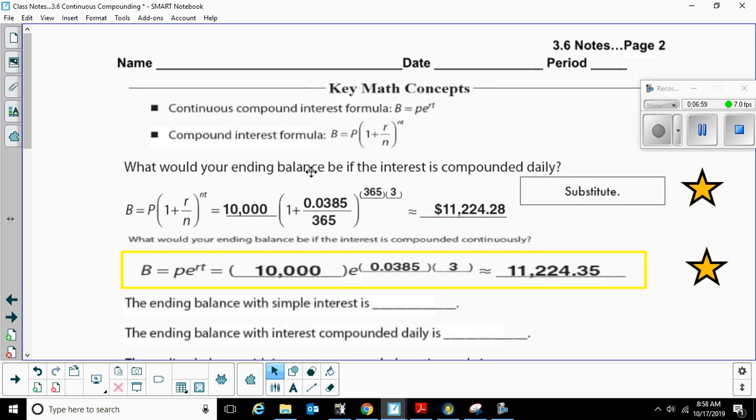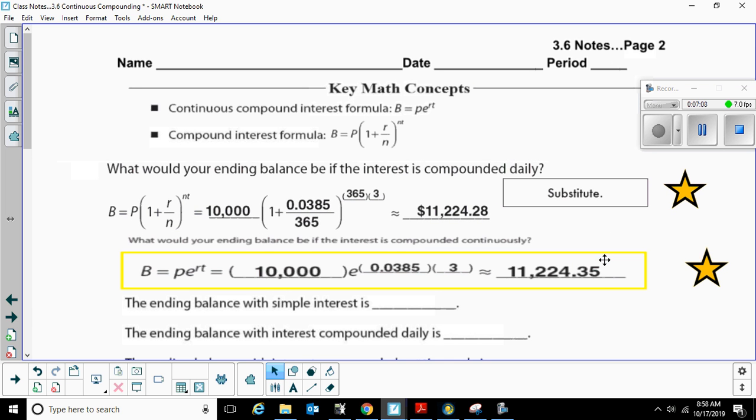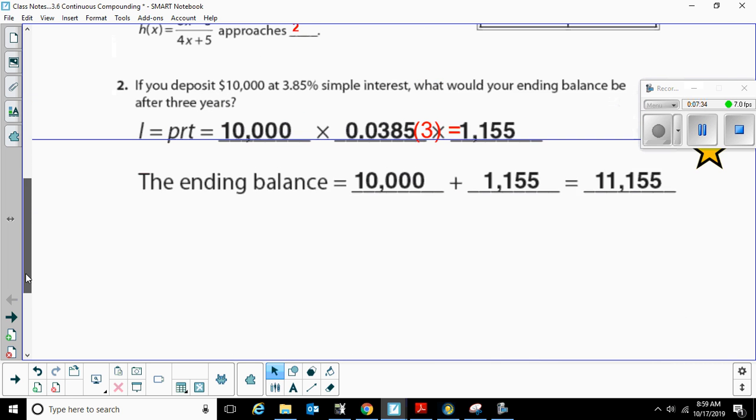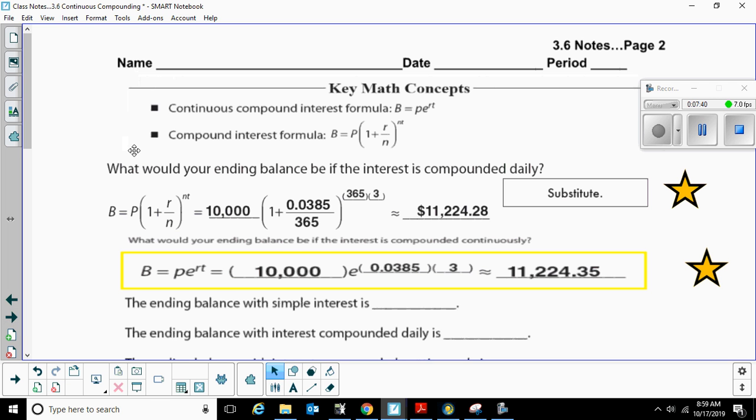What would your ending balance be if the interest were compounded daily? So if the interest was compounded daily, we would use our compounding interest formula, which is right here. There's our principal. We throw in our rate, the number of times it's being compounded, which is daily, and the number of years. And we'll notice that our number here of $11,224.28 ought to be bigger than our simple interest amount. And it is. Well, let's progress.